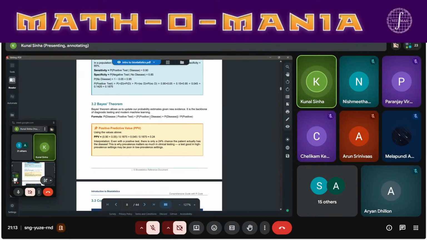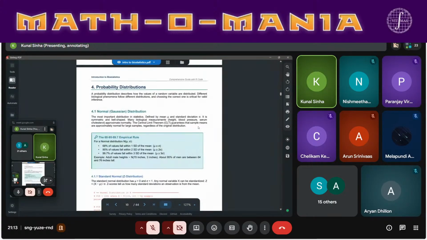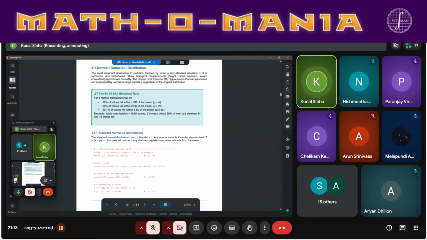So Bayes theorem again, Bayesian statistics, I believe everybody is familiar with. And these are all actually just basic concepts. I added these in case anybody needs a refresher. Normal Gaussian distribution. This is the most common distribution that you encounter. The Z distribution, basically.